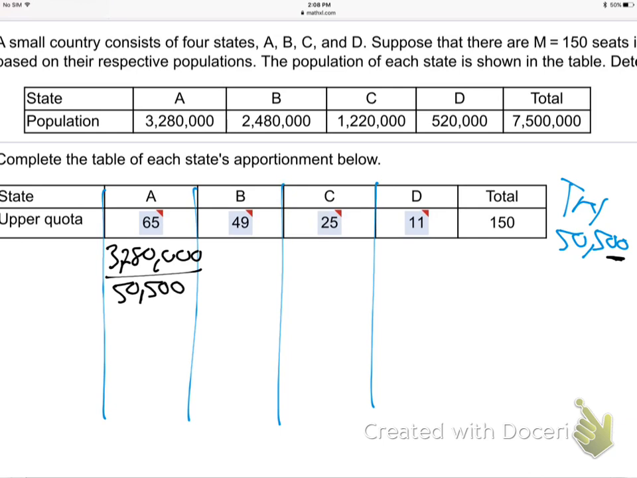So you're going to divide each of these populations by the new divisor and hope it works out. And it might not. So I'm getting 64.9. Next one, 2480000 divided by 50,500.